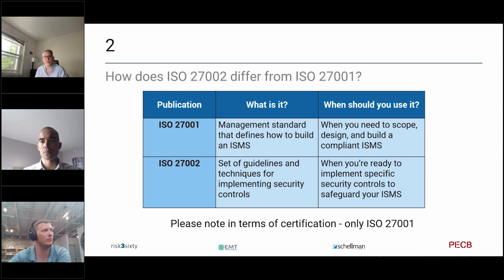27002 is going to be the underlying how-to guide. It's a set of guidelines and techniques for how you implement the controls. What should we use for inventory management? What does that look like? What does that constitute? And when you're ready to actually move forward, you should look at 27002 to give you some sense in terms of how to set this up.